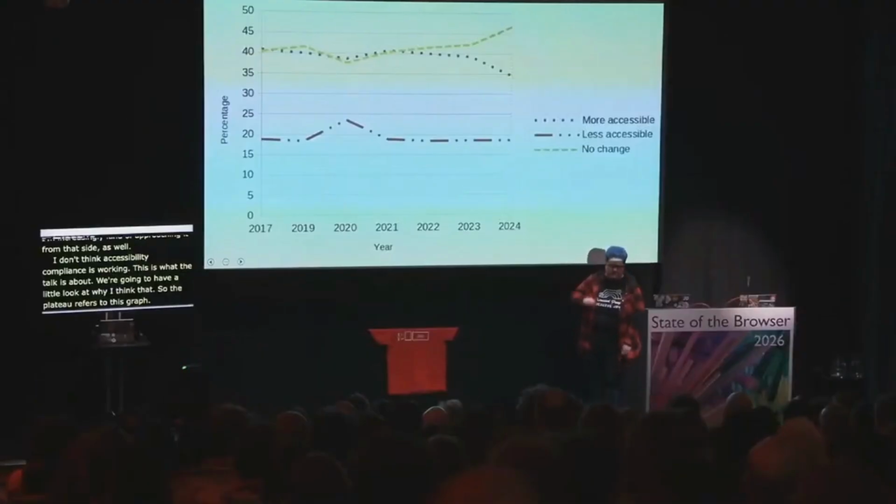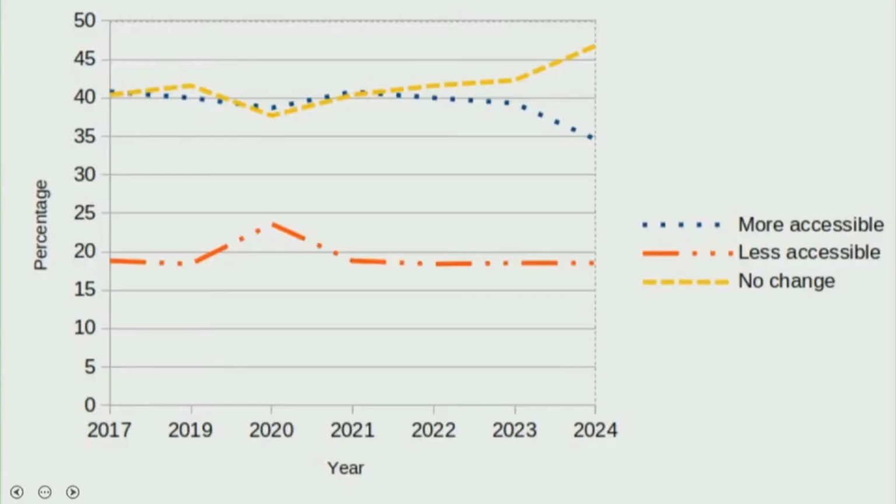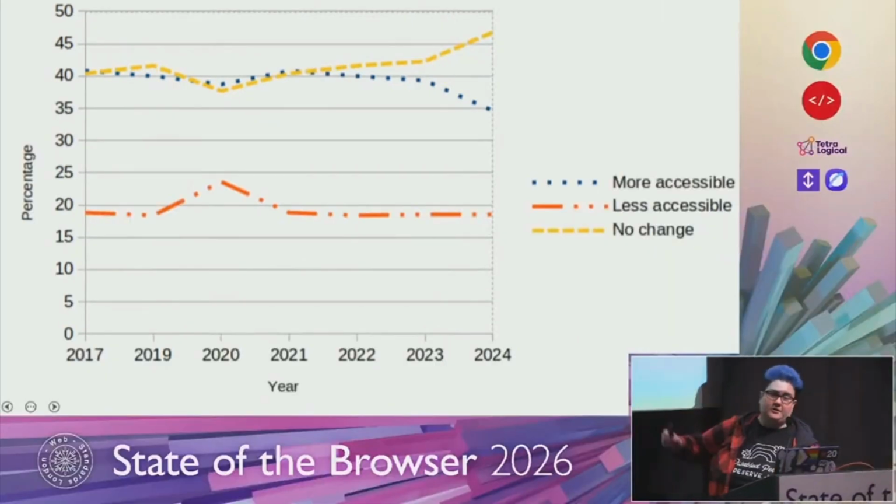So the plateau refers to this graph. We've got a couple of graphs today, everyone loves a graph. This is from WebAIM. WebAIM do lots of really cool projects, and this is from their screen reader survey. Every year they send out a survey to screen reader users. It's a really cool resource, obviously with the caveat that it's people who know the survey exists, so it's not representative of all screen reader users, but it's still a really good resource. One of the questions they ask is, is the web becoming more or less accessible? So we've got this top yellow dashed line, which is no change, actually.